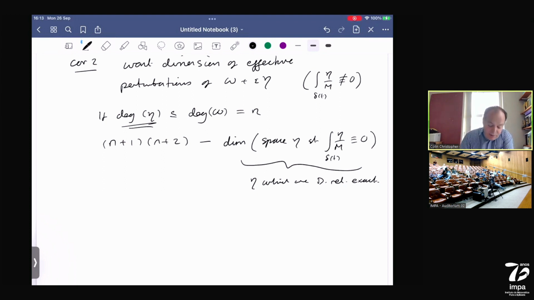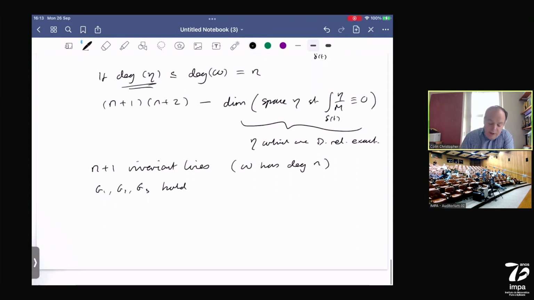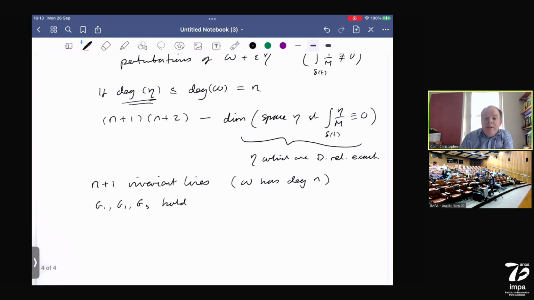And so we're going to make the assumption that we've got n+1 invariant lines. And so that means that omega has degree n. And we're going to assume, obviously, that G1, G2, and G3 hold, which is a generic condition anyway, so that's fine. And we want to estimate the dimension of the space of Darboux relatively exact one forms that we have. Okay, so let's try and do that.